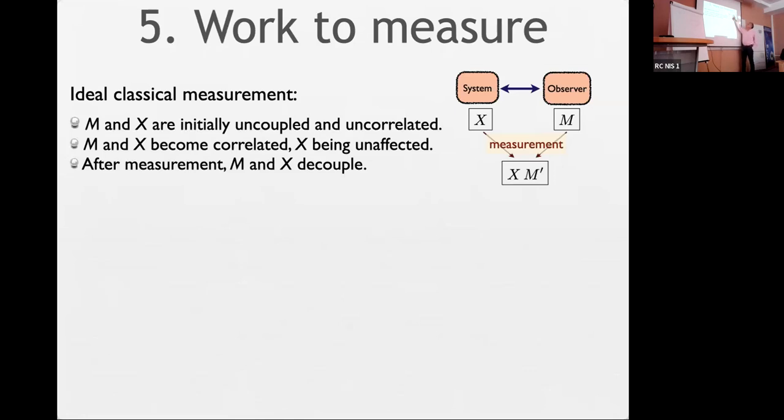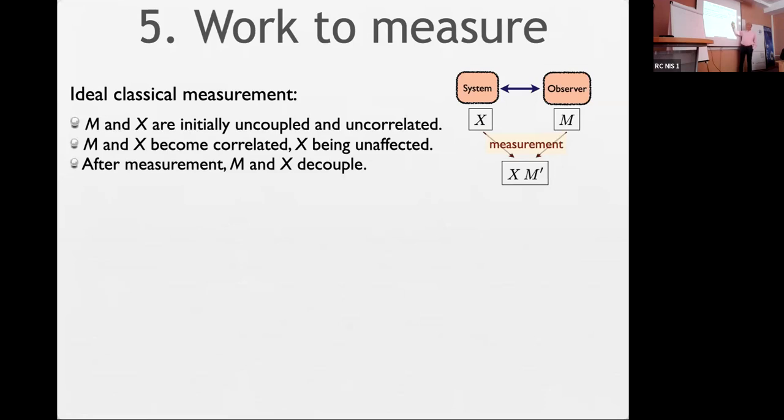We have a system which we want to measure, with some states x, and the observer. The observer will be a memory, and it has the states m. And of course, what is the measurement? The measurement is that m becomes correlated with the state of the system. So think of the Szilard engine. X is left or right, and this will be the daemon, so M will be left or right. After the measurement, they become correlated. Actually, if the measurement is error-free, x will be equal to m prime.